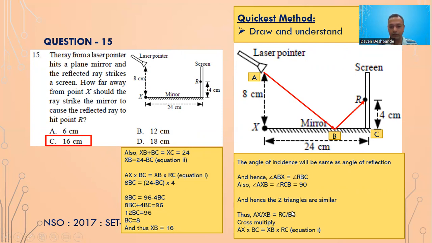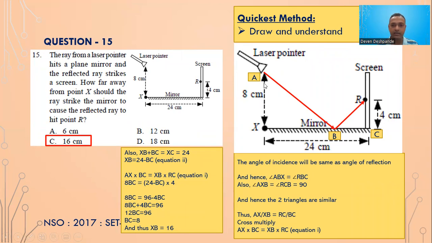So cross multiply. When you cross multiply, AX into BC is equal to XB into RC. So this is the first equation. Also XB plus BC is XC, which is 24, isn't it? So XB is equal to 24 minus BC. Again, we have two equations now. AX into BC is equal to XB into RC.